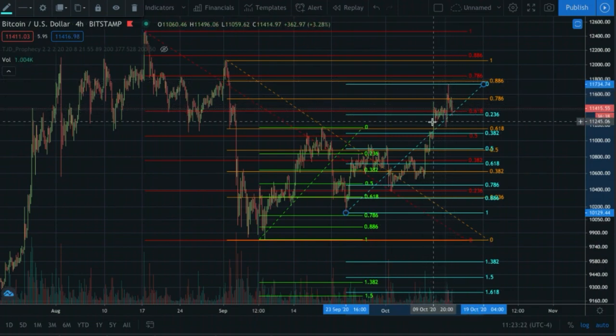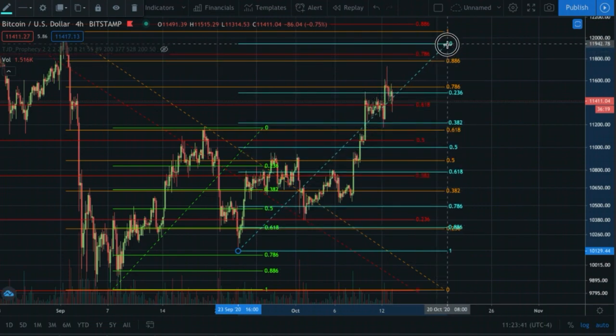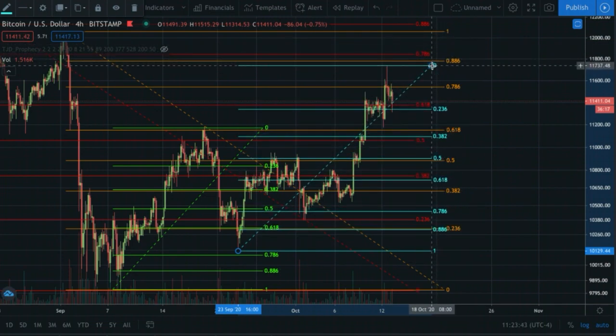Once it tags the 236 from the top point, we can start Fibonacciing from then, and count on that being a potential top for this wave or for this move, which we did. We came up to the top, came back down, touched the 236. So now what we need to see is: are we going to find support here and continue moving to the upside, and then we will have to alter this Fibonacci? Or was that the actual top of the move, and now we're going to get a retracement?